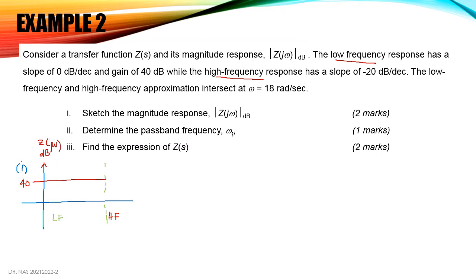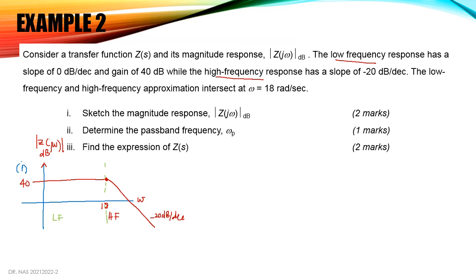Okay, while the high frequency response has a slope of negative 20 dB per decade. So this one at high frequency component, negative slope 20 dB per decade. At higher frequency component, and both the low and high frequency component intersect, meaning connected, at omega equal to 18. Okay, so this is the magnitude plot of Z(j omega).